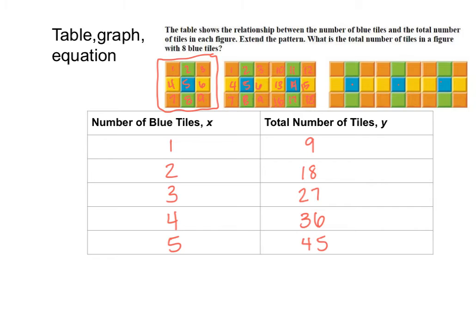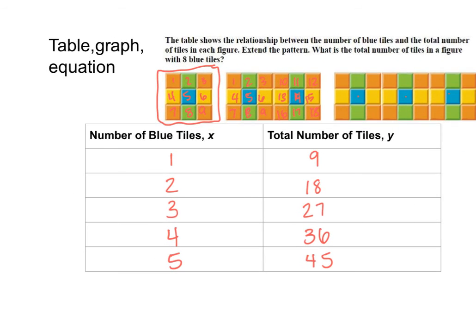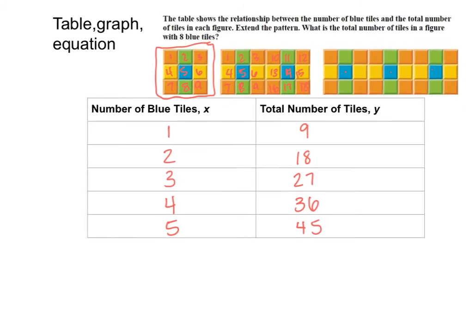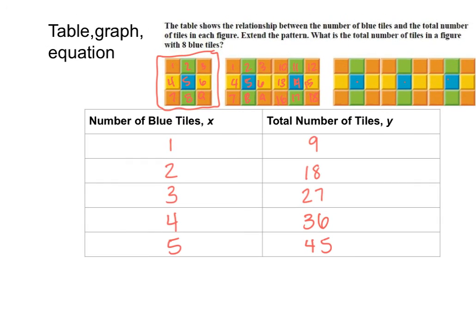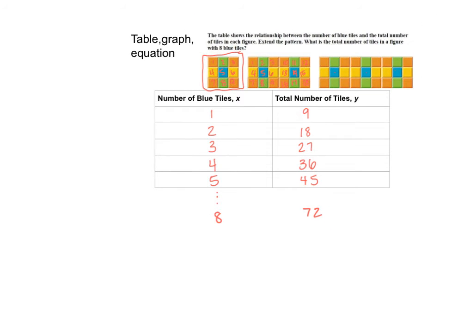And this will continue going on. So it's asking us, if we extend the pattern, what would be the total of tiles in the figure with 8 blue tiles? So if we extend this to 8, how many tiles should we have in total? Well, 8 times 9, 72. Okay? All right, so let's create a graph showing this relationship.